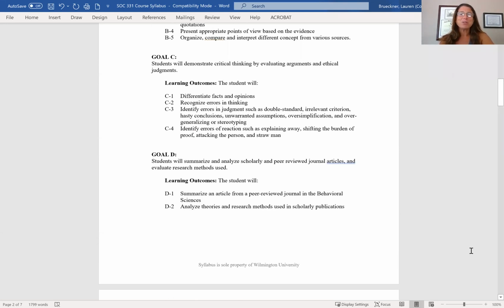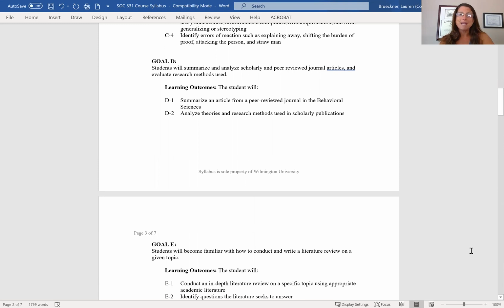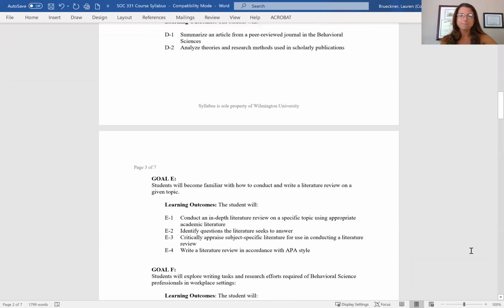Our third goal, goal C, is to demonstrate critical thinking by evaluating arguments and ethical judgments. So we talk a lot about facts versus opinions, as well as recognizing some errors in thinking. Our fourth goal, goal D, is to analyze scholarly and peer-reviewed journal articles and to evaluate research methods. So we will talk quite a bit about different types of research methods, and then you will identify your own research method that you plan to use for this course.